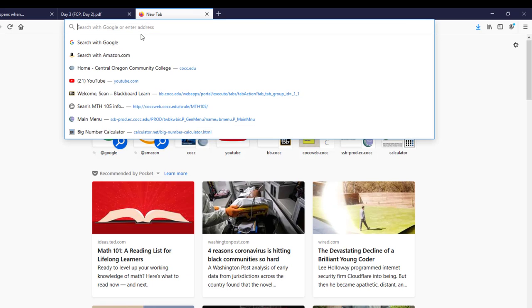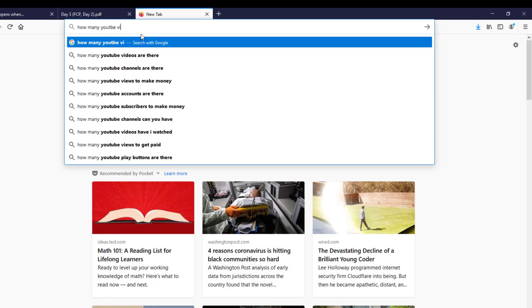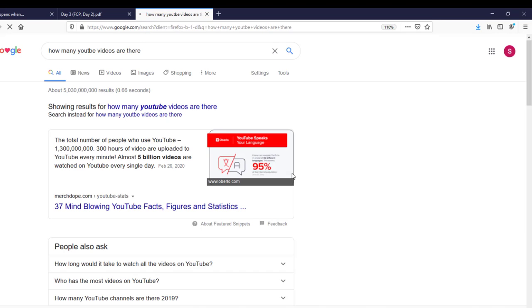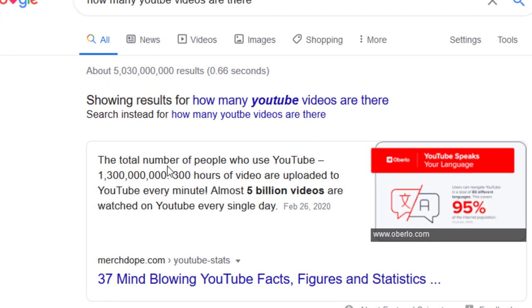When you ask how many YouTube videos are there, it comes back with things like this. Total number of people who use YouTube, 1.3 billion people. Well, that doesn't tell you how many videos are there. It tells you how many people use it. You know, a sizable chunk, a sixth of the world's population uses YouTube. This also doesn't tell you.